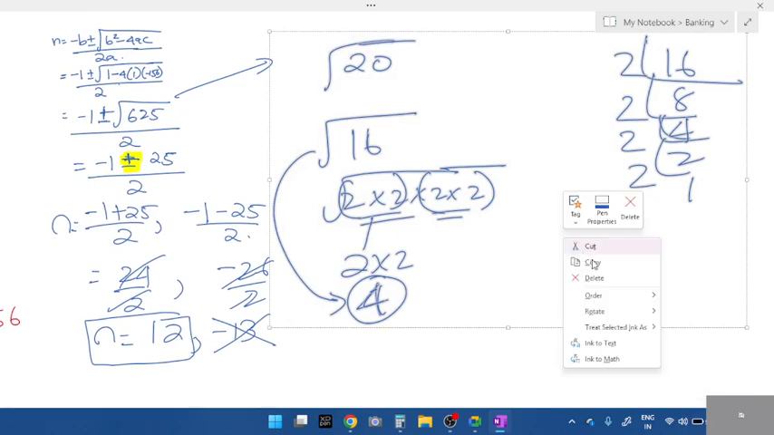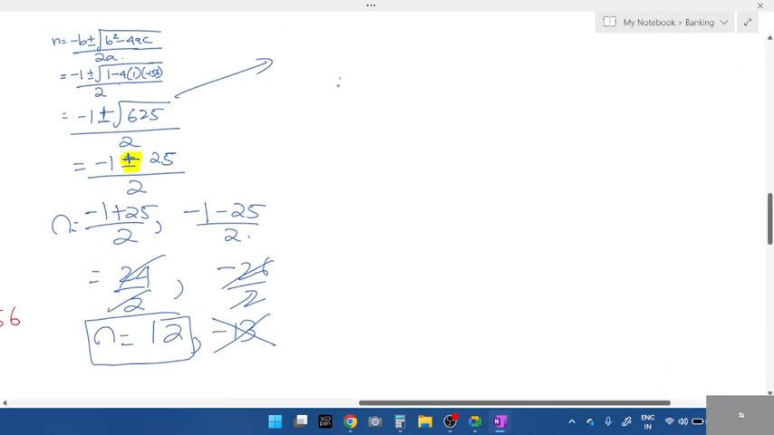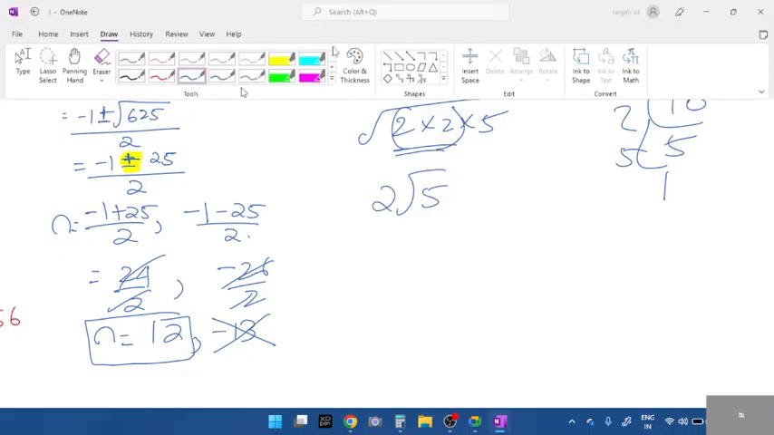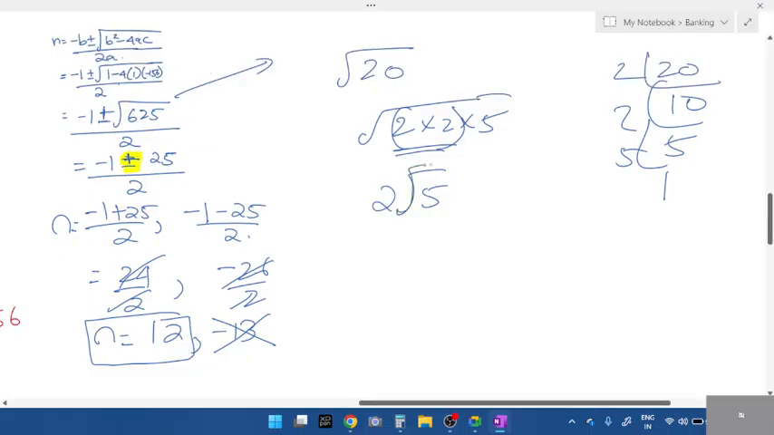Do you know how to find the value for root 20? See, if you factorize, 2 into 10, 2 into 5, 5 into 1. So 2 into 2 into 5. You pair these two and take out 2 common. What's the answer we have? All of you respond. 2 root 5. 2 root 5 is an irrational number. This root 5 is still causing a problem. If root 5 is there, you can't calculate.